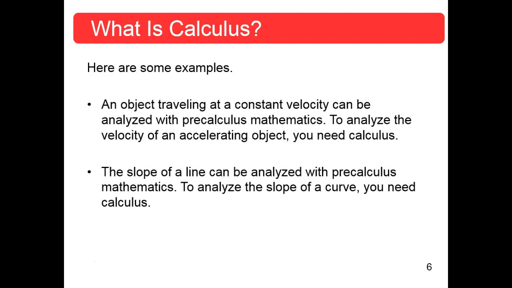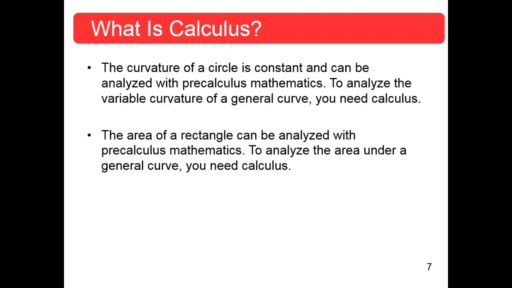An object traveling at a constant velocity can be analyzed with pre-calculus mathematics. Constant velocity meaning same speed in the same direction. Yeah, we can handle that. To analyze the velocity of an accelerating object, something that's changing speed, and at any point it has a different speed, you've got to have calculus. The slope of a line can be analyzed with pre-calculus mathematics. You got 2 points on the line? Yeah, fine. To analyze the slope of a curve, however, exactly what you said, you've got to have calculus. We'll get to it.